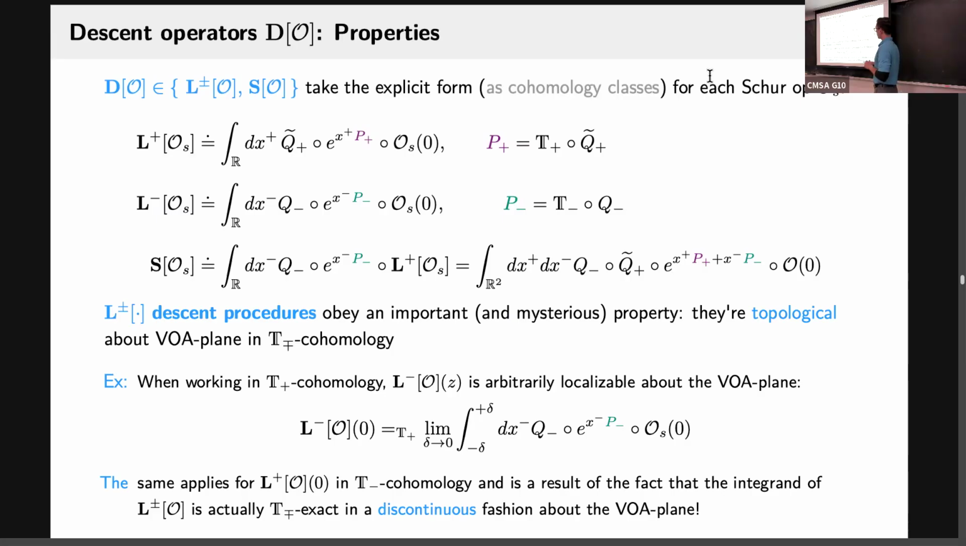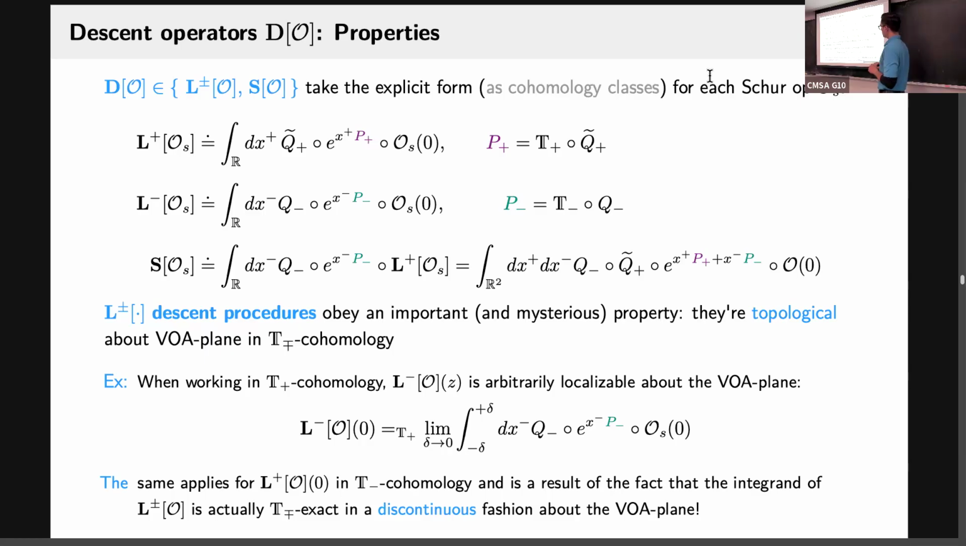Yes. And another thing I really want to emphasize, because this seems to be a feature of this cohomology setting which is unique relative to other cohomology settings, is the following. These L plus minus descent procedures obey a rather mysterious property, which is that they end up being topological about the VOA plane, depending on which cohomology setting I'm working in. So in particular, if I'm working in T plus cohomology, that implies that this L minus descent operator is arbitrarily localizable about the VOA plane, which means that its world volume is topological above and below the VOA plane. This means that when I compute things, I can essentially use the right-hand side definition of L minus in T plus cohomology.